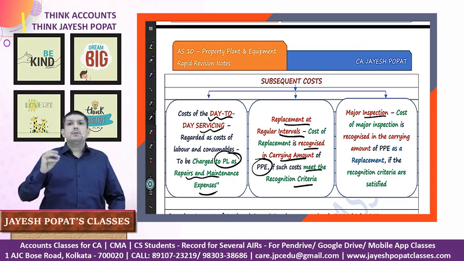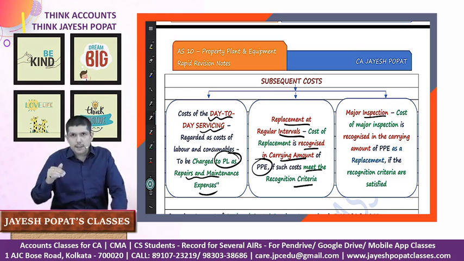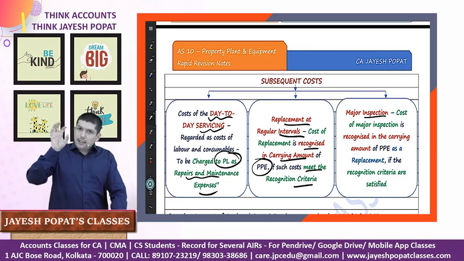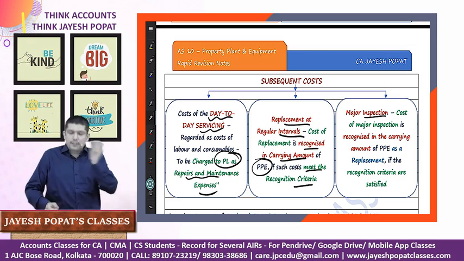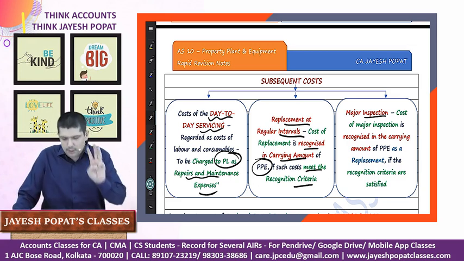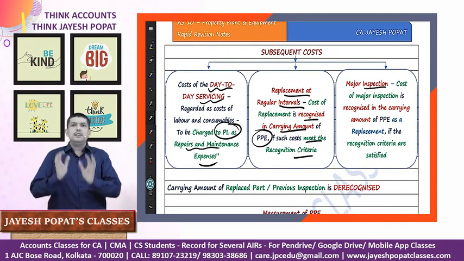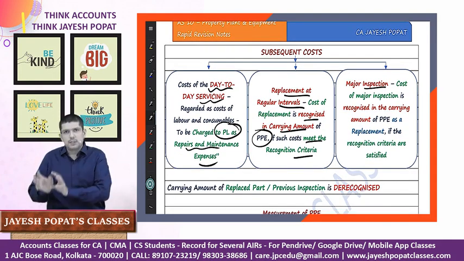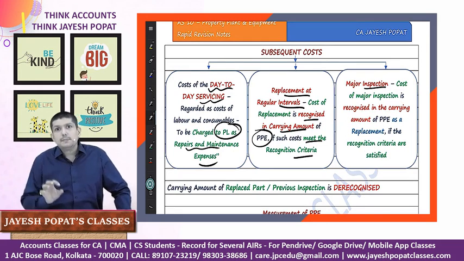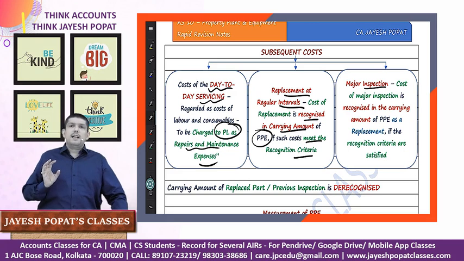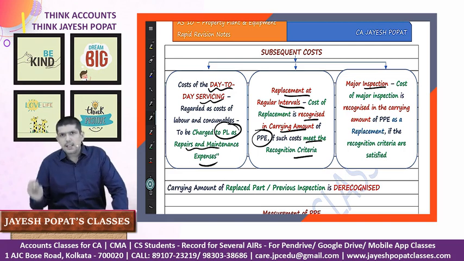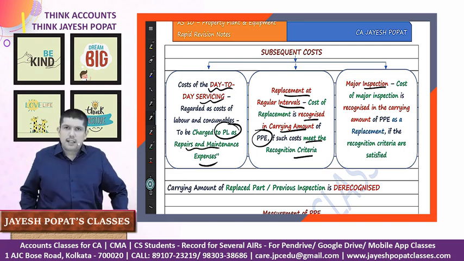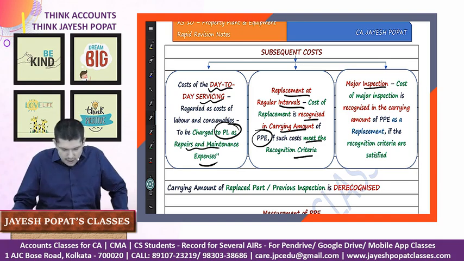There are certain types of assets which will require major inspection at certain regular intervals. The standard says that this major inspection should be treated as a replacement, and the cost of this major inspection should be capitalized to the item of the fixed asset if it meets the recognition criteria. So subsequent costs, we have talked about three items: day-to-day servicing costs. These are in the nature of repair and maintenance. These have to be charged to the statement of profit and loss. Replacements are to be capitalized to the value of the asset if they meet the recognition criteria. Major inspections have to be treated just like a replacement, and they have to be capitalized within the carrying amount of the PPE if they meet the recognition criteria.